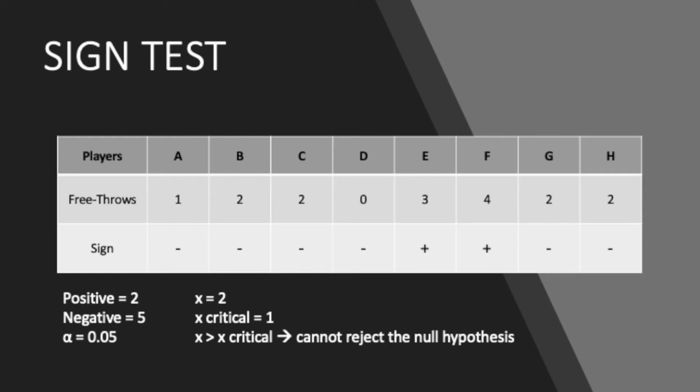In a sign test, if your X value is less than or equal to your X critical value, you can reject the null hypothesis and accept the alternative hypothesis. But in this case, because our X value is greater than our X critical value, we can't do that. Therefore, our null hypothesis is still true to a 95% confidence level.